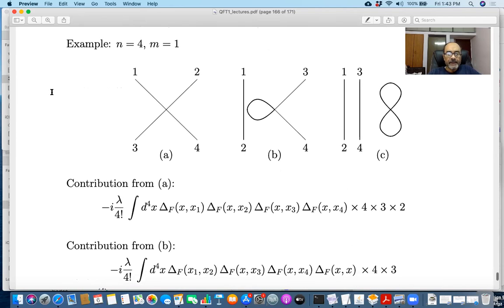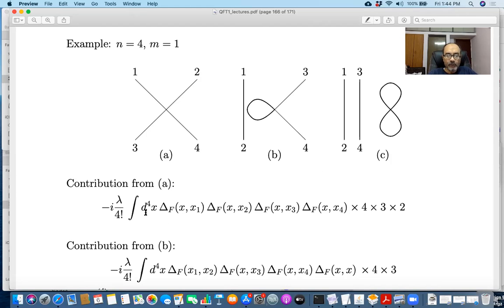Okay, so let me then consider that example in more detail. So we have these 3 classes of diagrams. Let's evaluate this. To evaluate this, let's call this point x. This is x1, x2, x3, x4. You have to first take the products of all the propagators: delta F x x1, delta F x x2, delta F x x3 from this, and delta F x x4 from here. So these are all the propagators.